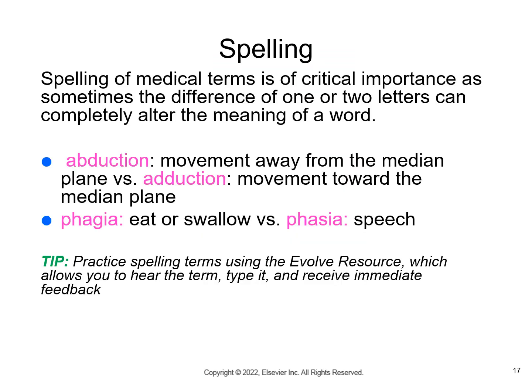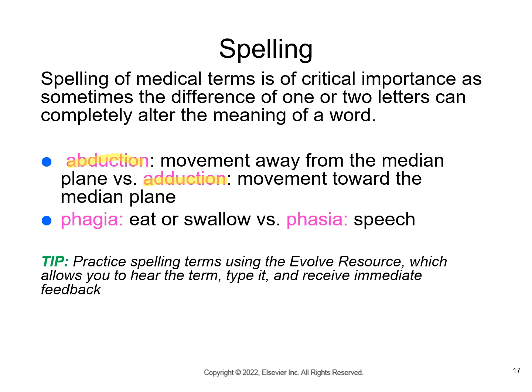Here we'll see a couple of words where a single letter completely alters the meaning of the word. So this first word, abduction, means moving a body part away from the midline. Adduction means moving a body part toward the midline. So if you abduct your arms, you lift them away from your body. And if you adduct your arms, you bring them back down toward your body.